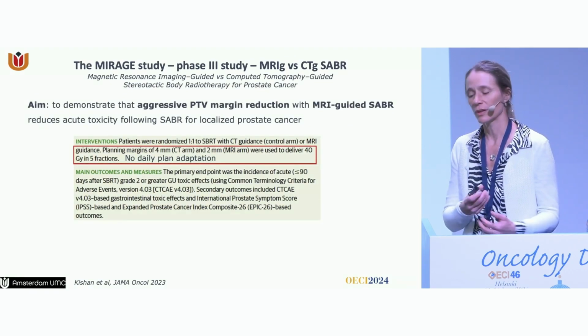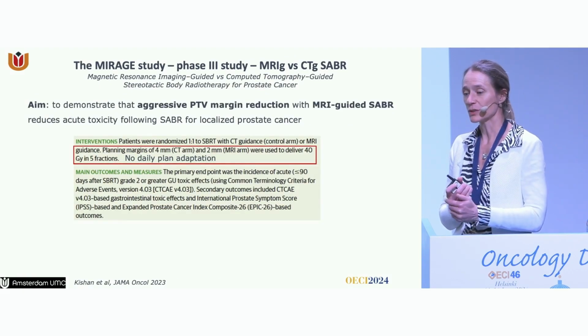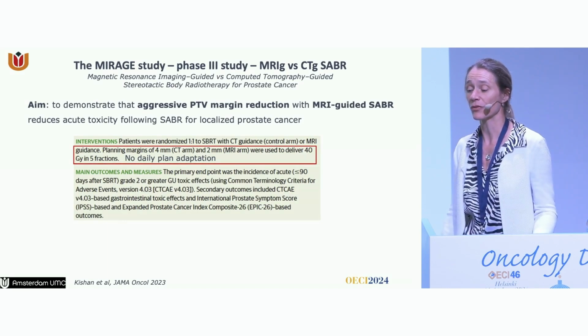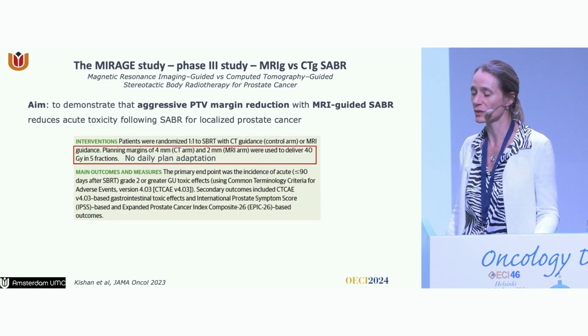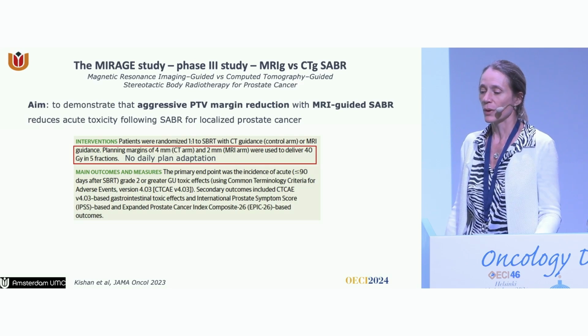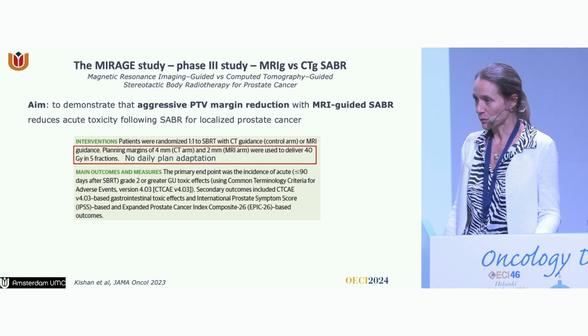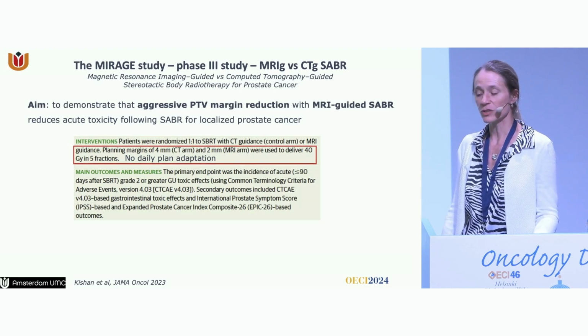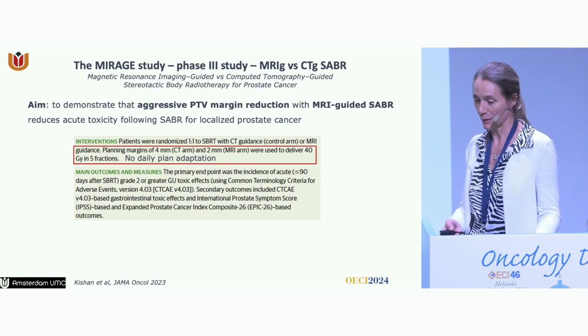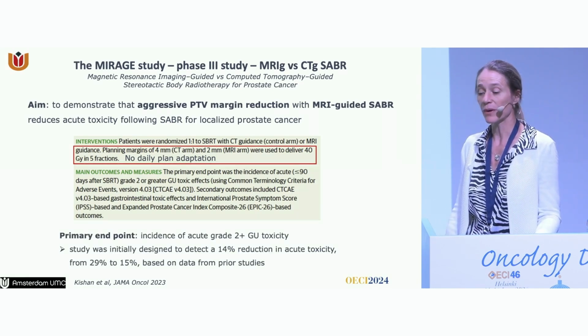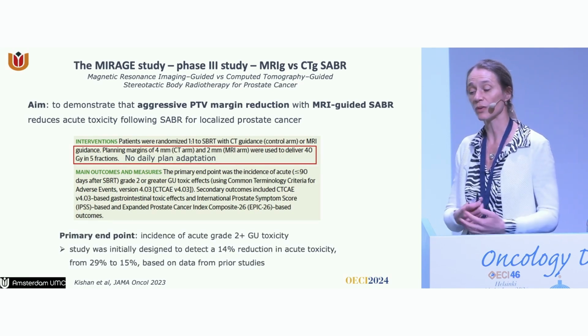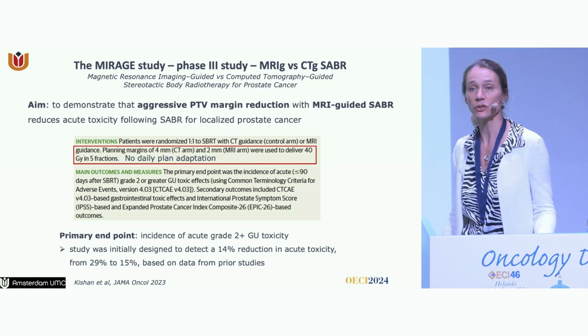And of course, I would like to look into the results of the only randomized phase 3 MIRAGE study, where they used aggressive PTV margin reduction from 4 to 2 millimeters with MR-guided SABR, compared it with CT SABR, 5 fractions of 8 Gray with no daily plan adaptation, and the primary endpoint was the incidence of acute grade 2 or greater GU toxicity.